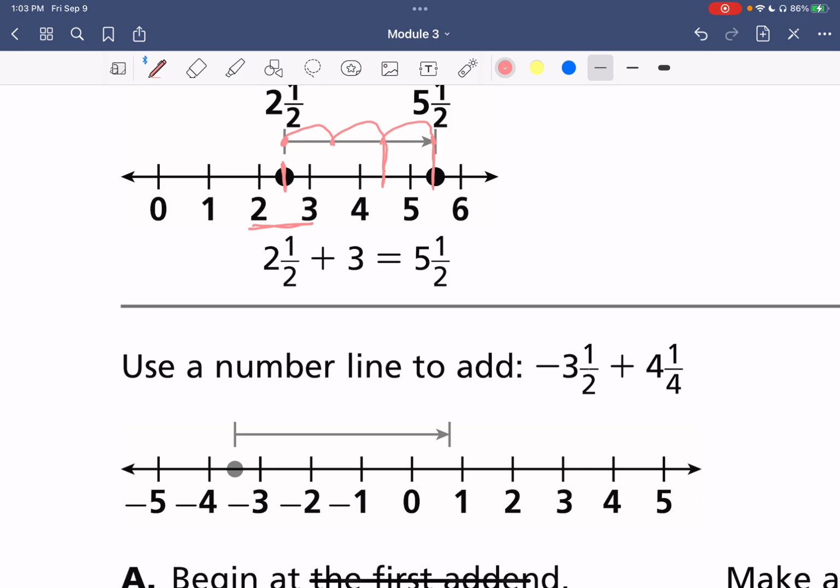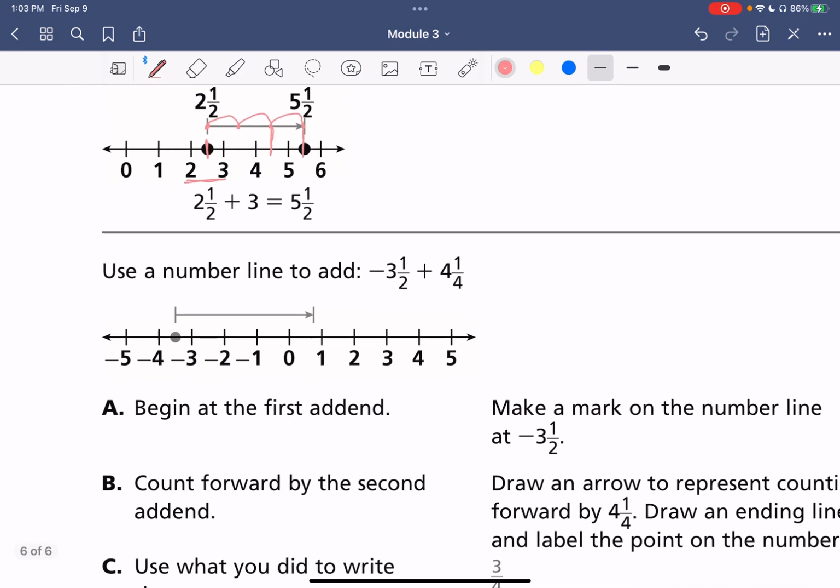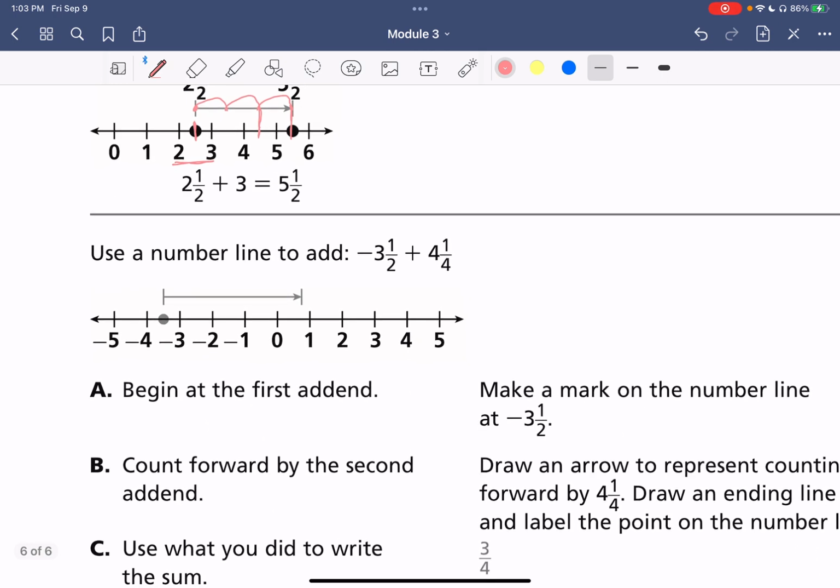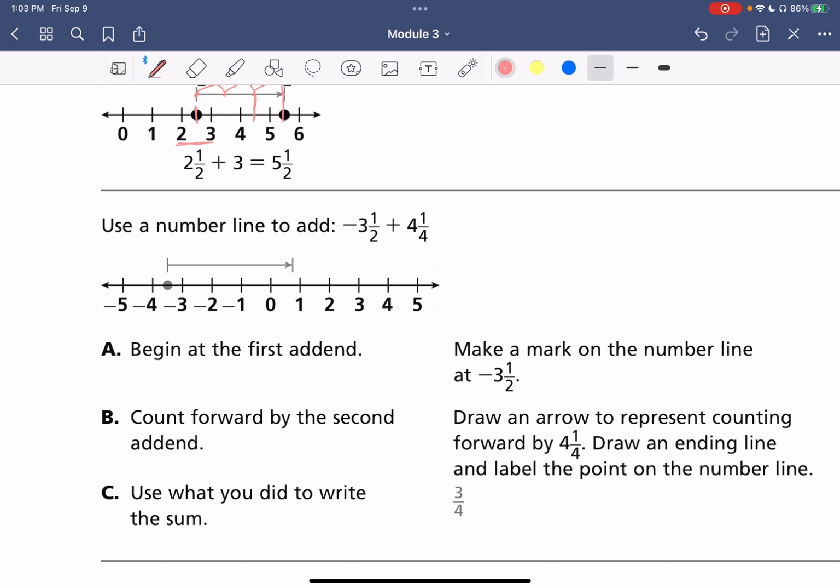We now need to use our number line to add negative 3.5 plus 4 1/4. So here are directions. We always start with that initial number. So going on my number line, here's 0. My negative numbers will be hanging out over here to the left. We have -1, -2, -3, and I need just farther than that for -3.5. And now I need to add, so I'm going to the right. I need to add 4 1/4.